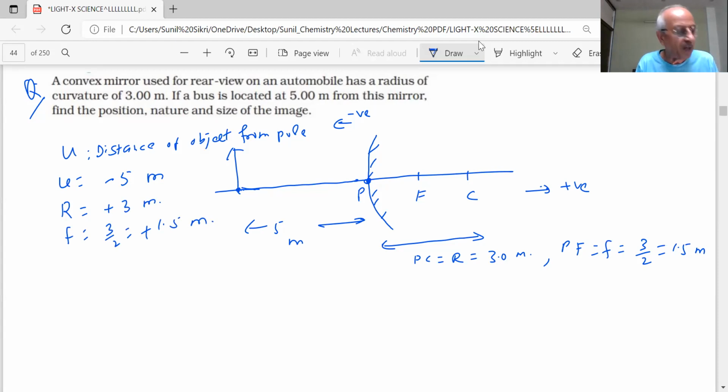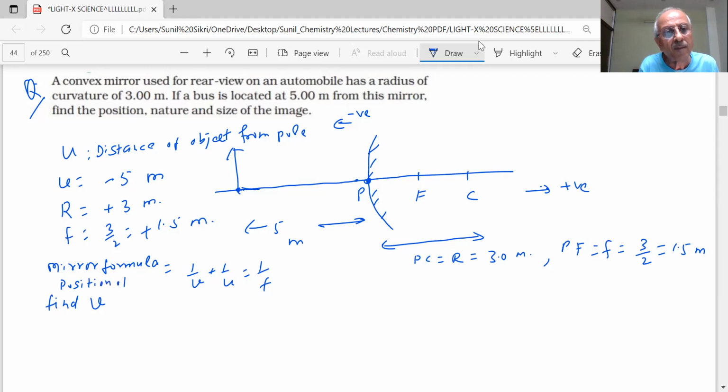So what do you want to find out, students? Then what is the mirror formula? What is the mirror formula, first of all? 1 by V plus 1 by U is equal to 1 by F. So by using this formula, find the value of V. V is the position of the image, student. We have to find V.